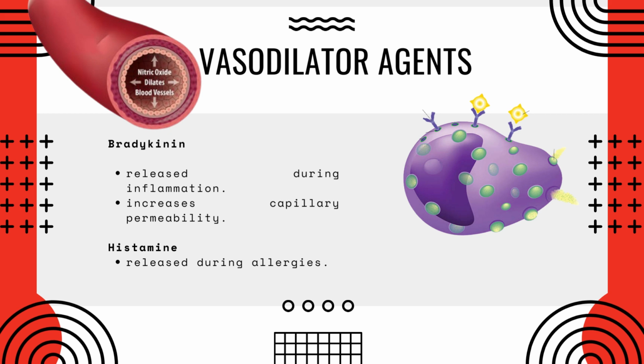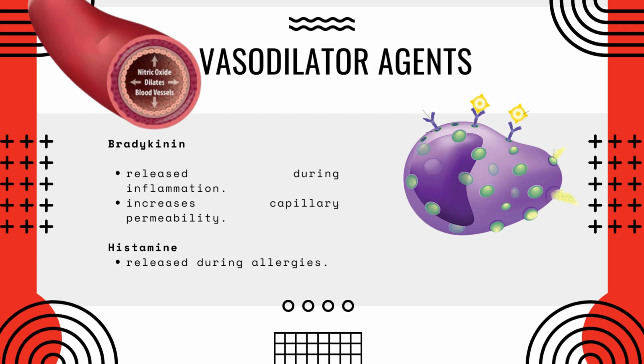And now we have the vasodilator agents. The first vasodilator agent is the bradykinin. It is the one that's released during inflammation to result in vasodilation and increased capillary permeability, which is important in inflammation. If there's a cut in your skin or if you have an infection, you want to increase the amount of blood flow to the area and allow your white blood cells and all your other inflammatory mediators to leave the vessel.